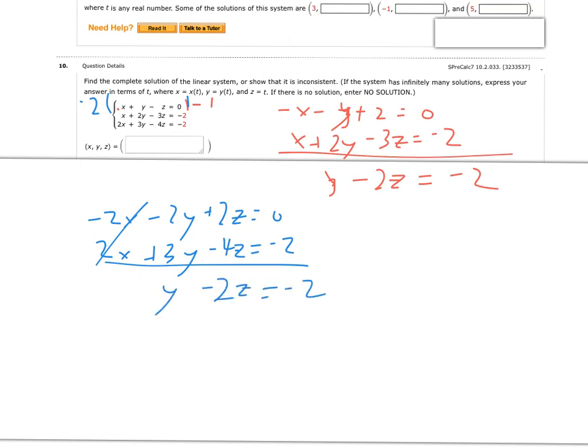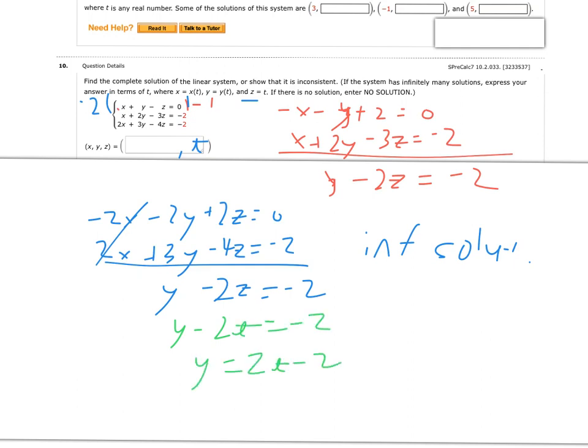Now I can already see that this is going to be infinitely many solutions, because they are literally now the same equation. So I'm just going to go ahead and solve them here. They want me to solve this in terms of z equaling t. So I'm going to plug in t for z, start on one of these two equations, and isolate y with t plugged in for z. So that would mean that y equals 2t minus 2.